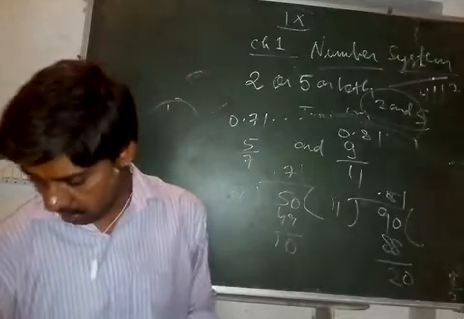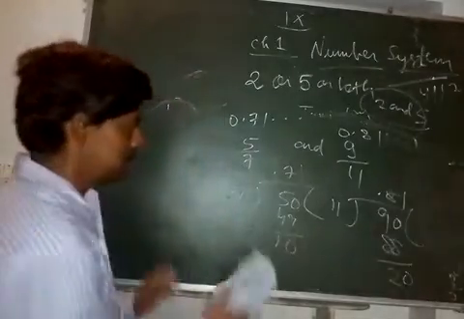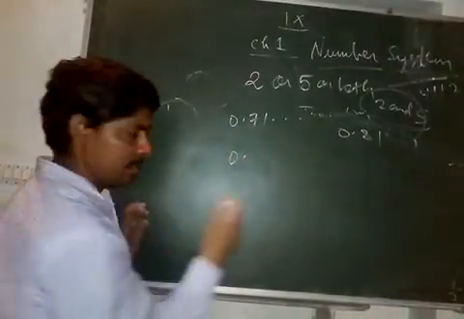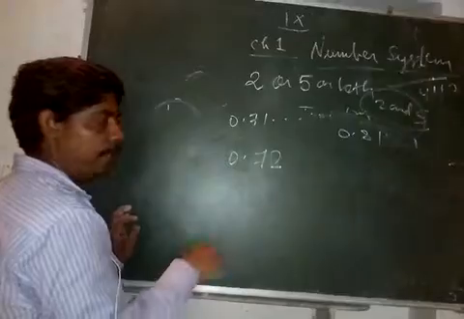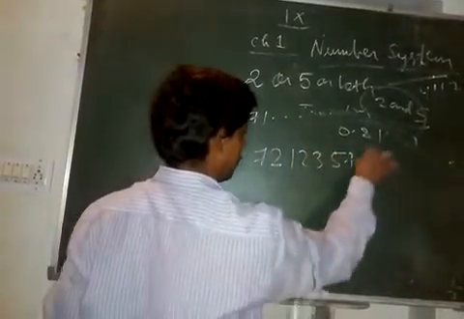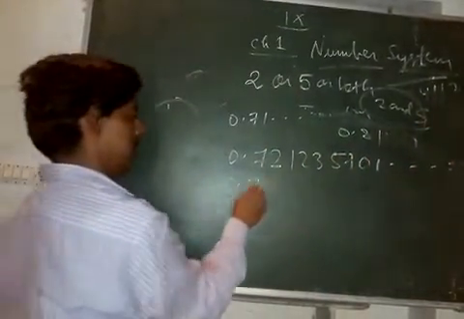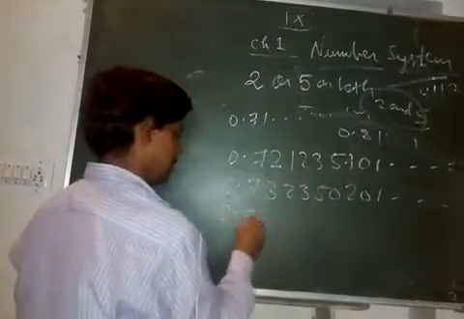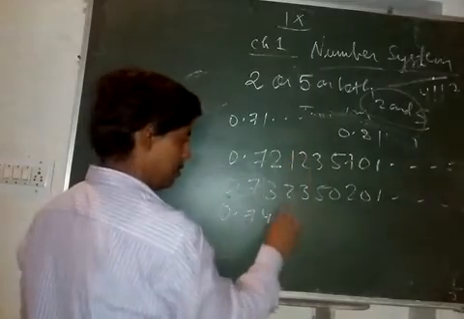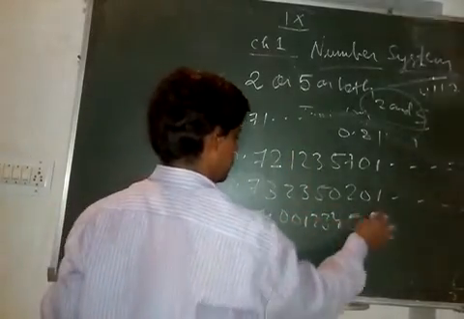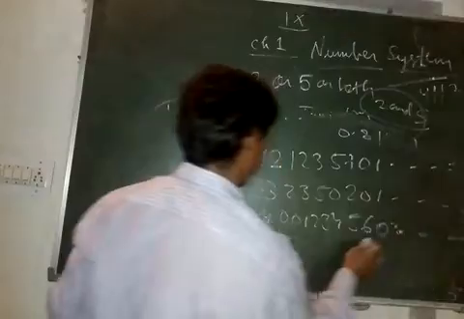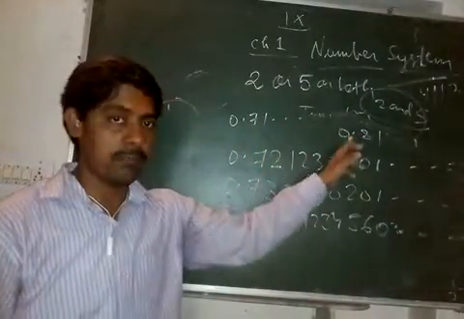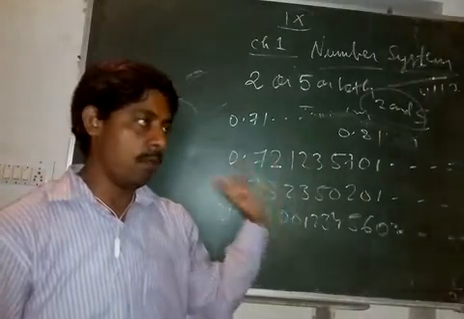Now it is asking to write 3 different irrational numbers. The same way we did in the previous question, start with 0.71 and increase the digits, say 0.72 and then 1 2 3 5 6 0 1 dot dot dot. Start with 0.73 2 3 5 0 2 0 1 dot dot dot. Start with any number 0.74, up till 0.81 you can go: 0 0 1 2 3 4 5 6 0 0 dot dot dot. These are 3 irrational numbers between 0.71 and 0.81. These are approximate values, but they are non-terminating and non-repeating.